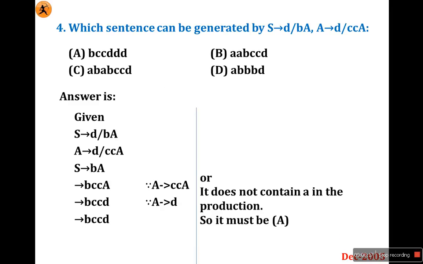According to me, it does not contain A in the production, so it must be A. By looking, half of the answer is right, so select option A. There is no none of these option also, so there is no other option, so select A, but it is not the right answer. Anyhow, looking at the other options, this is the better answer, so select A.